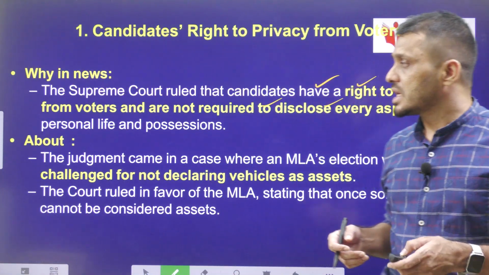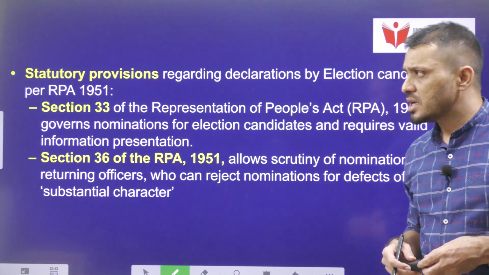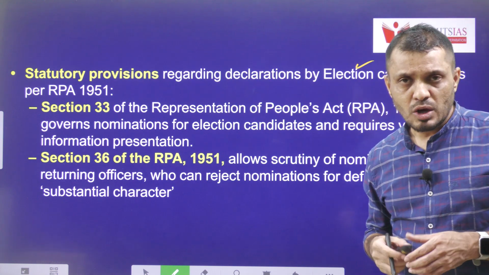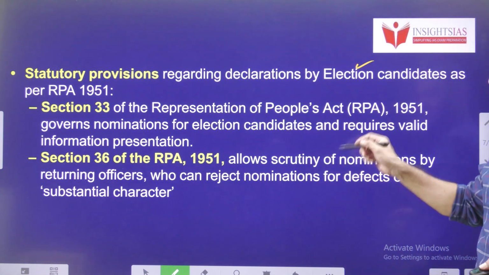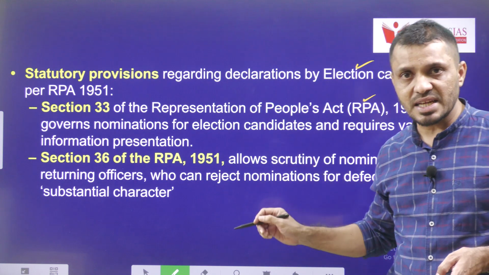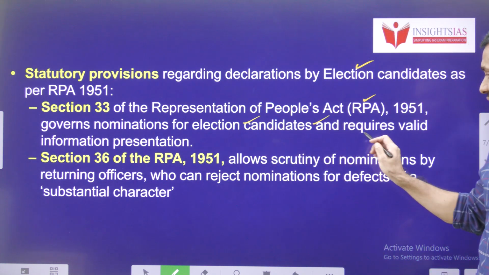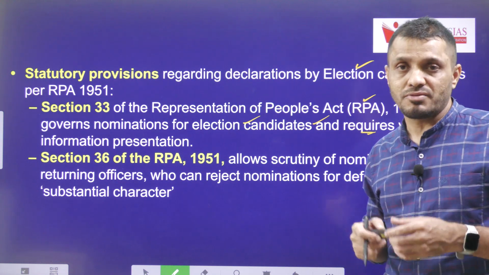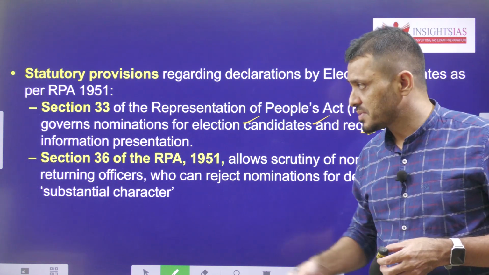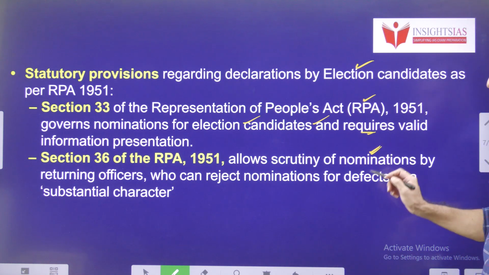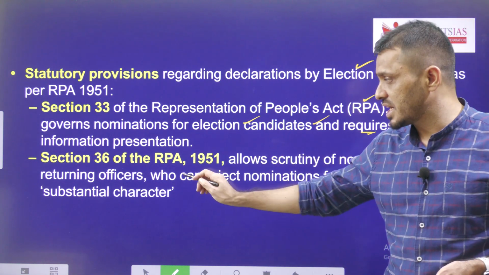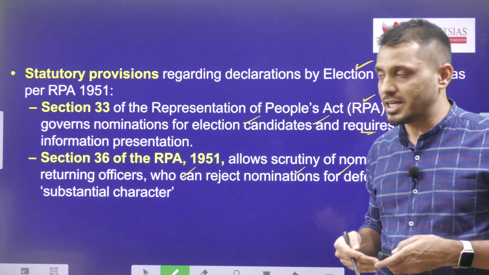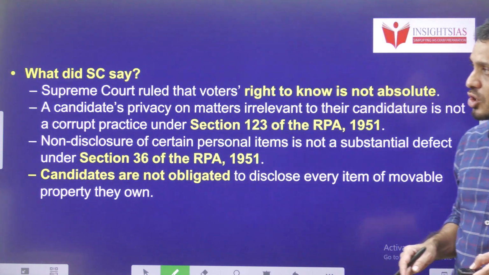In this context, the Supreme Court is saying that the statutory provisions in the Representation of the People Act 1951 say the following. Section 33 of the RPA Act 1951 says that candidates for election require certain valid information they have to provide, and they provide such information in the form of a nomination paper. And section 36 says that nomination papers will be scrutinized by the returning officer and they can reject the nomination if defective information is provided. These are the 2 sections related to nominations.